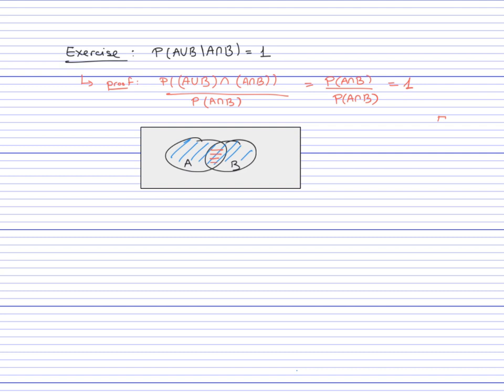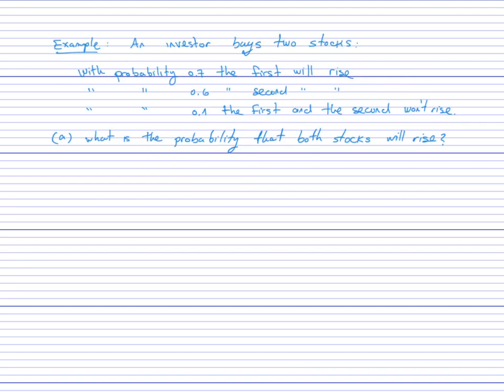Now, that's the proof. Let's try to understand what the intuition is. If someone is telling you that A and B occurred, of course, A union B needs to occur. Why? Because A and B is part of A union B. That's a subset of A union B. And that's the intuition for why we need to get 1. Let's do a bigger example.